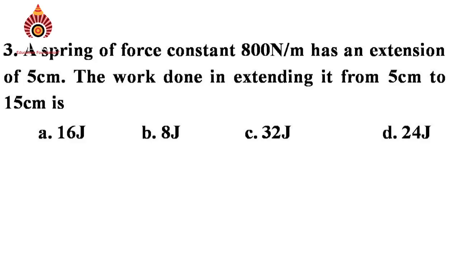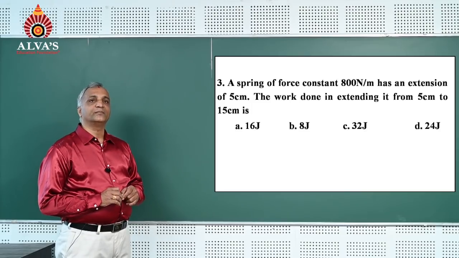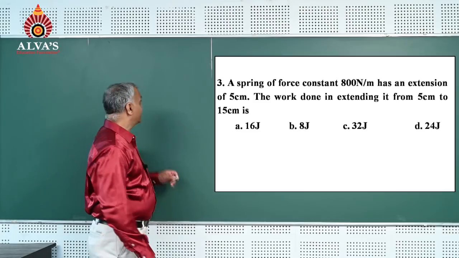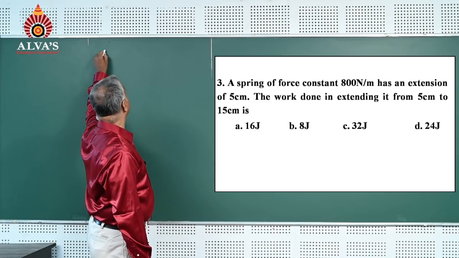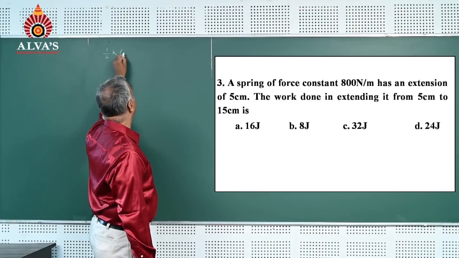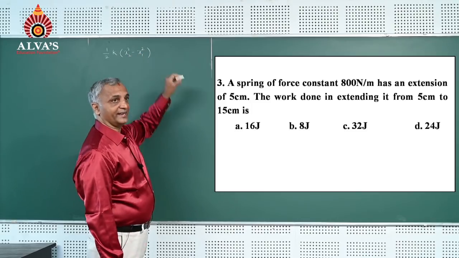A spring of force constant 800 Newton per meter has an extension of 5 centimeter. The work done in extending it from 5 centimeter to 15 centimeter is. We know that the energy stored in the spring is half k into x2 square minus x1 square.